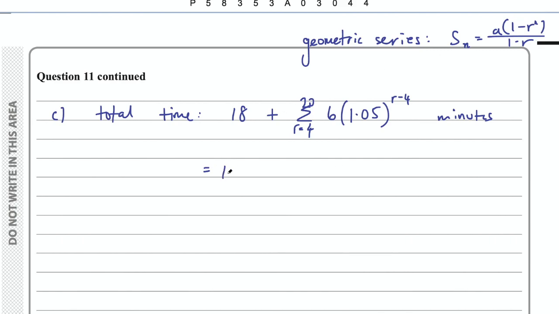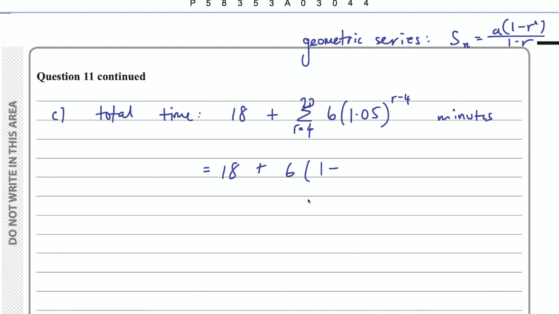But anyways, let's start plugging these in. As I said, a, the first term, is 6 multiplied by 1 take r to the power n, n being the number of terms. Now, if we go from the 4th kilometer, including the 4th kilometer, that would actually be 17 kilometers.